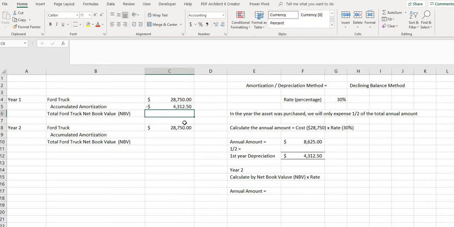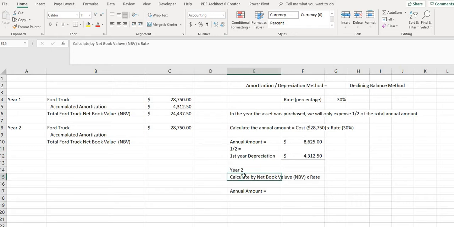Okay, so there's the accumulated amortization in the first year. And then the net book value is simply calculated by the original cost of the truck minus the accumulated amortization. And this would leave us a net book value, or the total net remaining value to be written off, of $24,437.50. Now, just for an example, let's go into year 2.